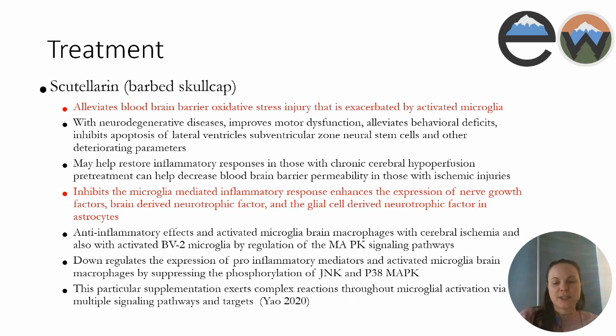Scutellarin, so this is barbed skullcap. And this is one of my preferred ones for people who have viruses, chronic viral loads as well, although we do want to be specific. So we want to make sure that it is addressing the virus load that an individual has. But it can help reduce the oxidative stress that is caused by abnormal microglia activity. And it's going to inhibit the microglia-mediated inflammatory response. It will help with nerve growth factors. So it helps reverse the activity that's happening with this astrocyte and microglia dysfunction.